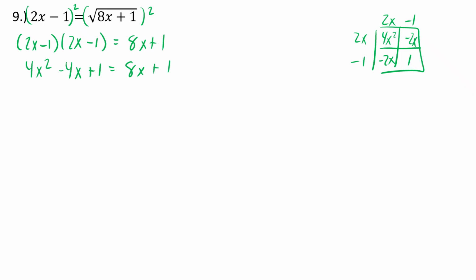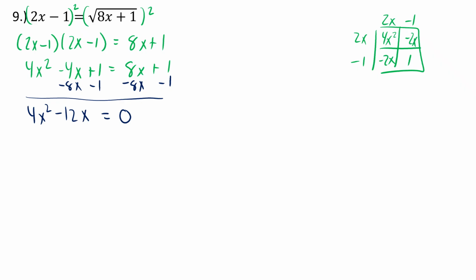And now we've got a quadratic. So we're either going to factor this or we are going to use the quadratic formula. Both of those require that we get a 0 on one side of the equal sign. And to move in that direction, I'm going to go ahead and subtract 8x from both sides and also subtract a 1 from both sides. So we get 4x squared, negative 4x minus 8x is negative 12x. Now this is interesting. 1 minus 1 is 0. So I have the 0 on the right-hand side.